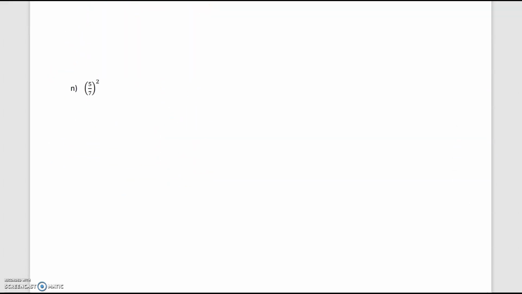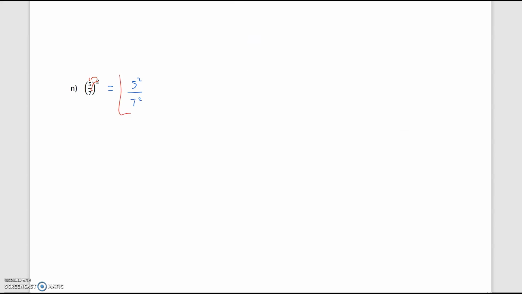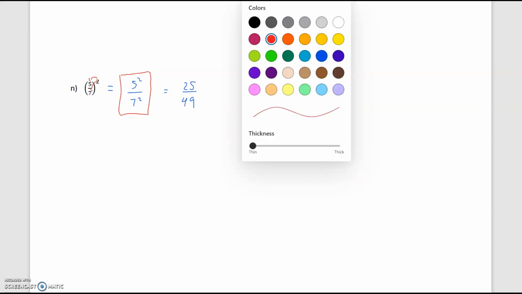And good news on the next problem, this one will take one step. So as you exponentiate, meaning as you raise both of these to the second, technically you will have 5 to the second over 7 to the second. And this could be considered a final answer since all your values are prime, or they may want you to expand. So in this case, you would have 25 over 49.